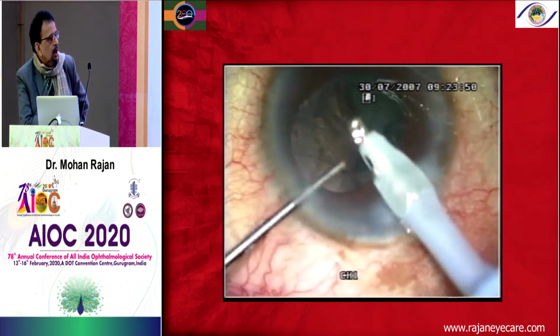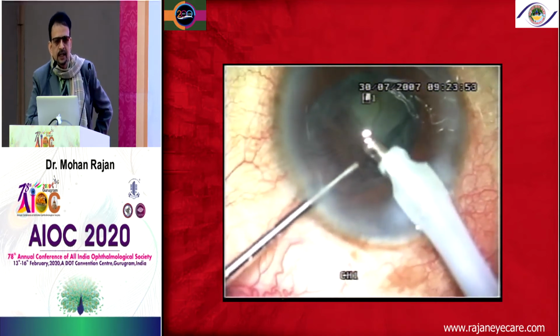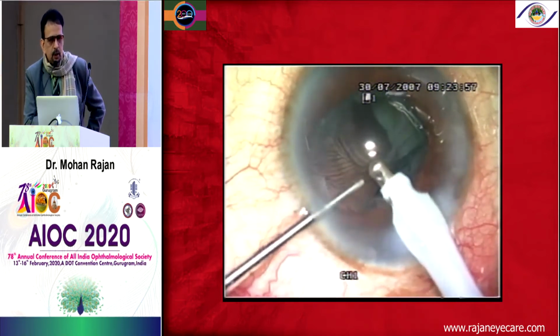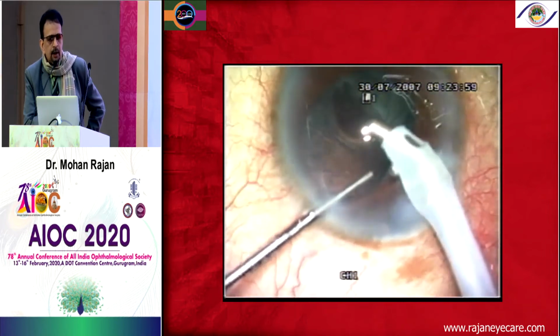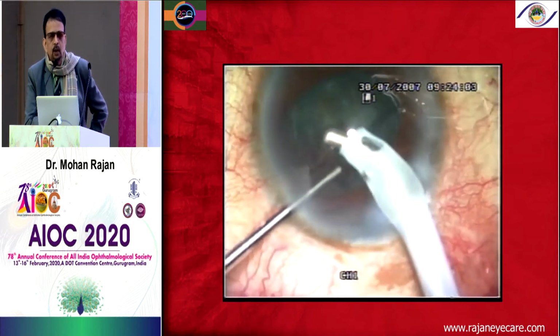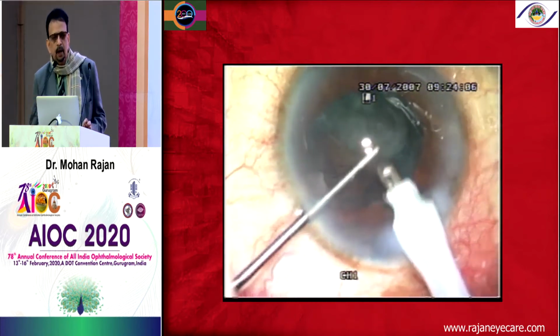You can see here all of us get jittery, okay? This is a PCR which has occurred during the irrigation aspiration. The nucleus is also sinking into the vitreous cavity as well. And you can see here, once you have PCR, all of us become jittery. You might be operating on a VIP patient.